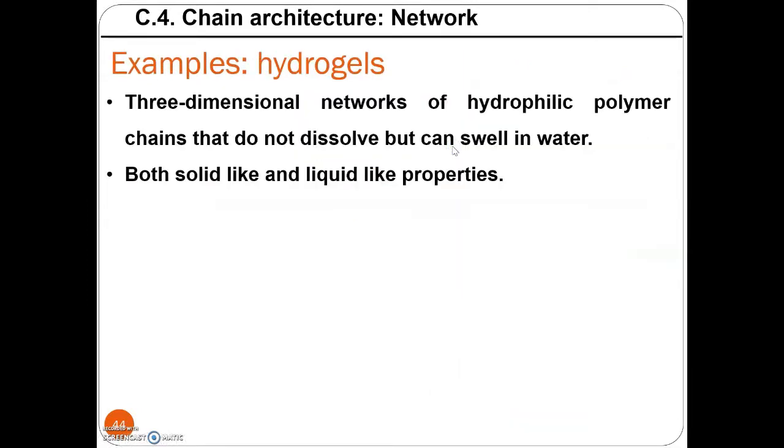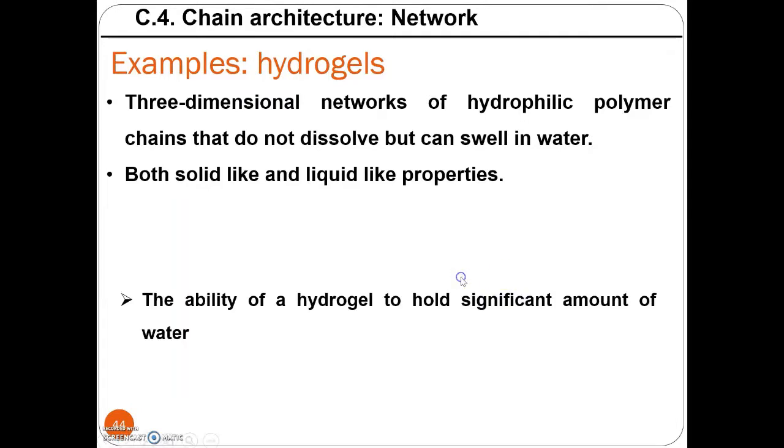Another example of network, we have the hydrogels. The hydrogels are very important polymers. They are three-dimensional networks of hydrophilic polymers. Hydrophilic, so that means they can swell in water. Swell, not dissolve. So these hydrogels have both solid-like and liquid-like properties.